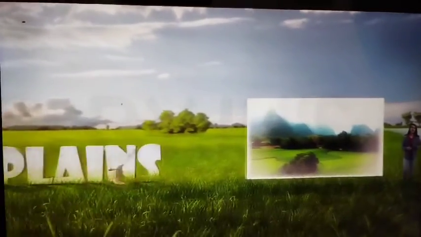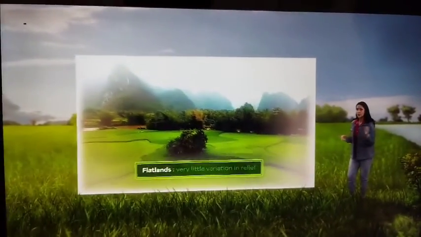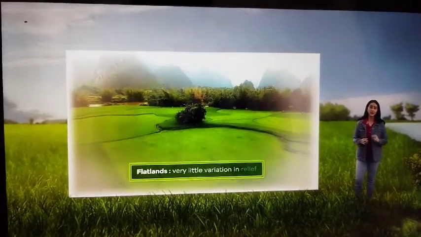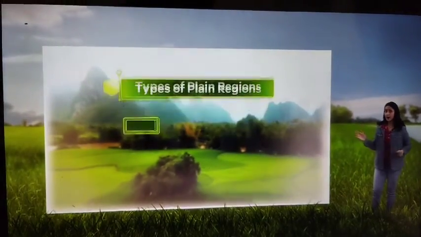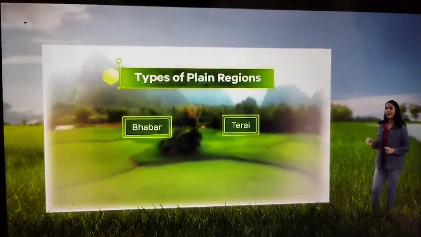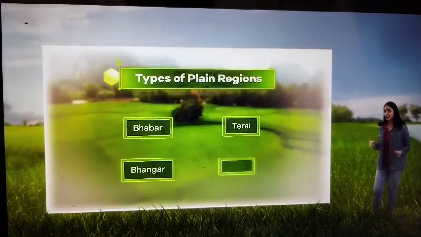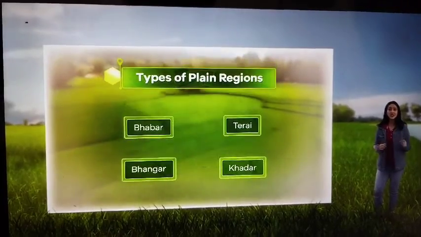Plains are generally described as flatlands, with very little variation in relief, hence the name plains. But if we closely examine them, these plains have certain variations in the relief too. These relief features are classified into 4 regions. These are Bhabar, Terai, Bhangar, and Khadar. Let's learn about each one in detail.